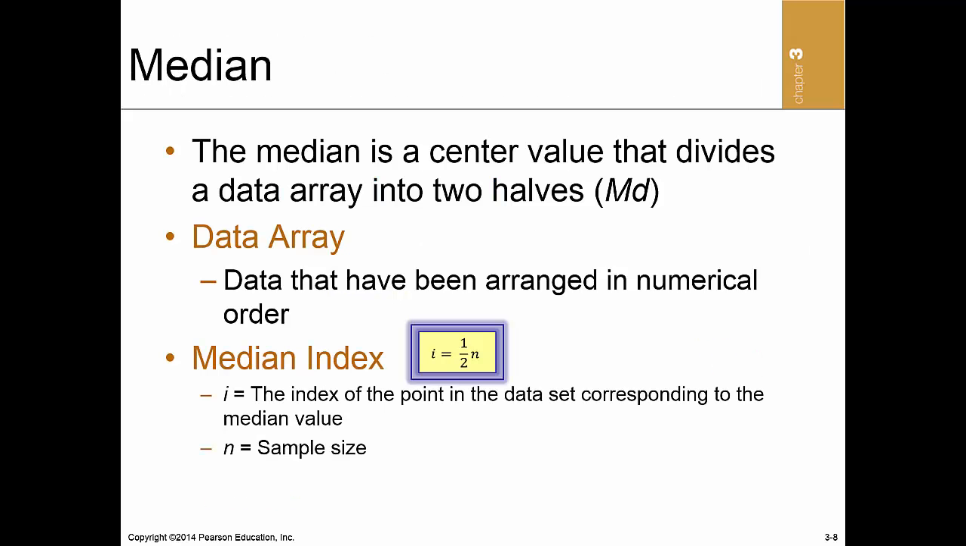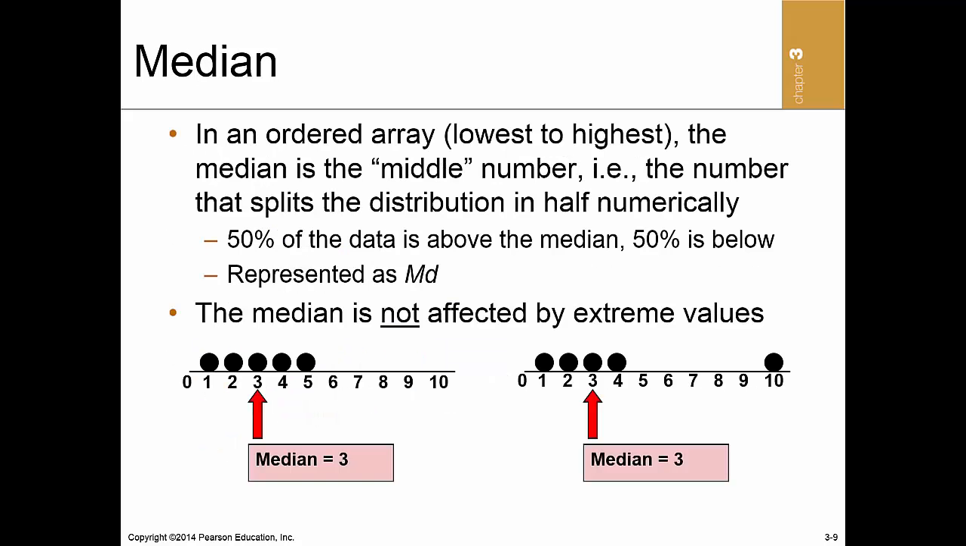The median is found by first arranging data in numerical order from smallest to largest. Data that are sorted in order are referred to as a data array. We use the median index to find the index point in the data set corresponding to the median value. Notice how the median is unperturbed by extreme values. In this example, we have 5 values, but it makes no difference if our largest value is 5 or 10. The median is equal to 3 in both instances.